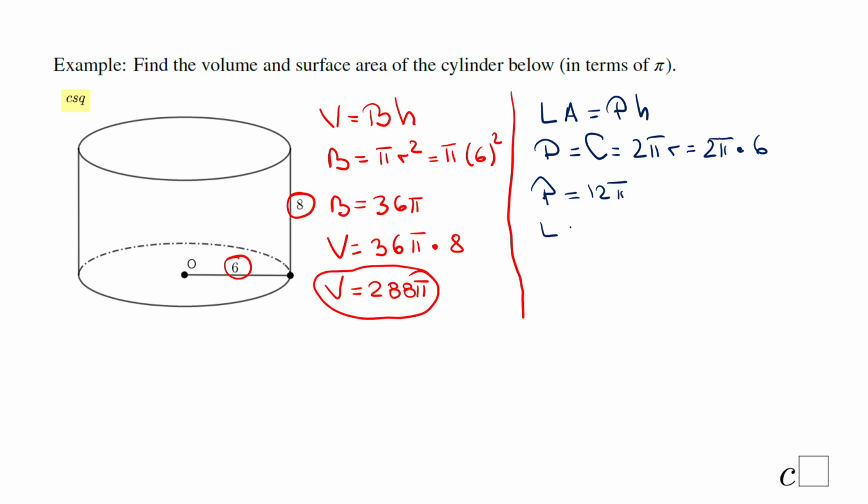One more step to find the lateral area, and that will be this 12 pi times the height, which is 8, and that will be 96 pi. Lateral area is 96 pi.